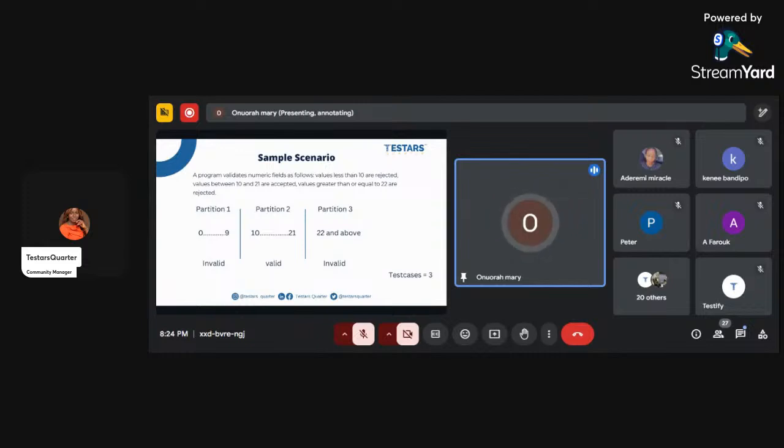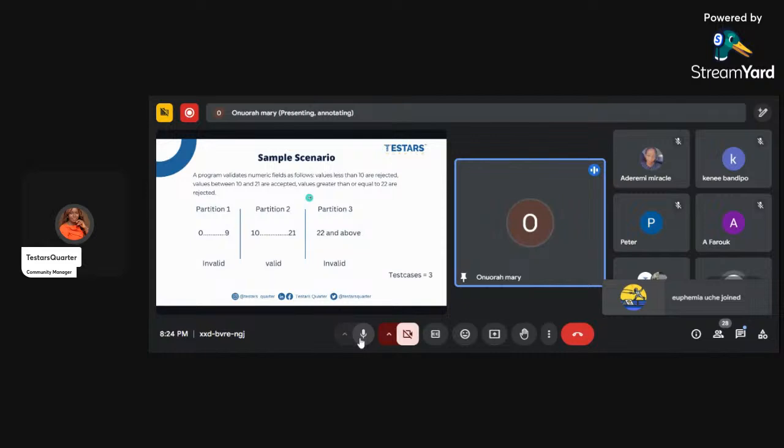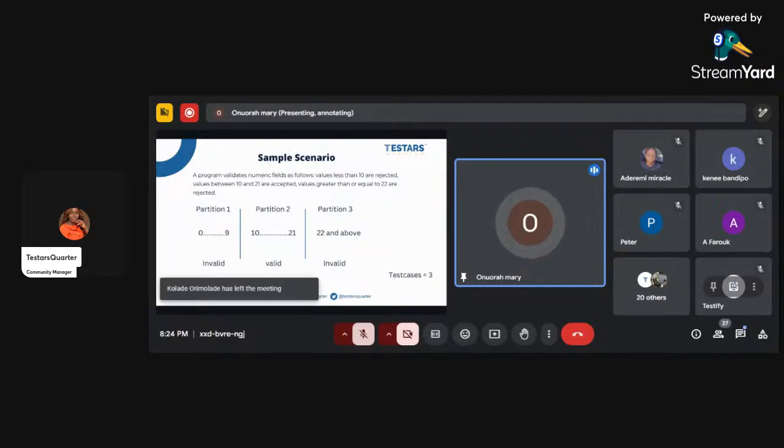I don't know if this is clear. Please, if you have questions, ask me, or maybe Faith, maybe they'll drop the questions when I'm done. Okay. So please, if you have any questions, or if you're not very clear on any of the explanation I'm giving, please just let us know. So yeah, that is equivalence partitioning for you, right?